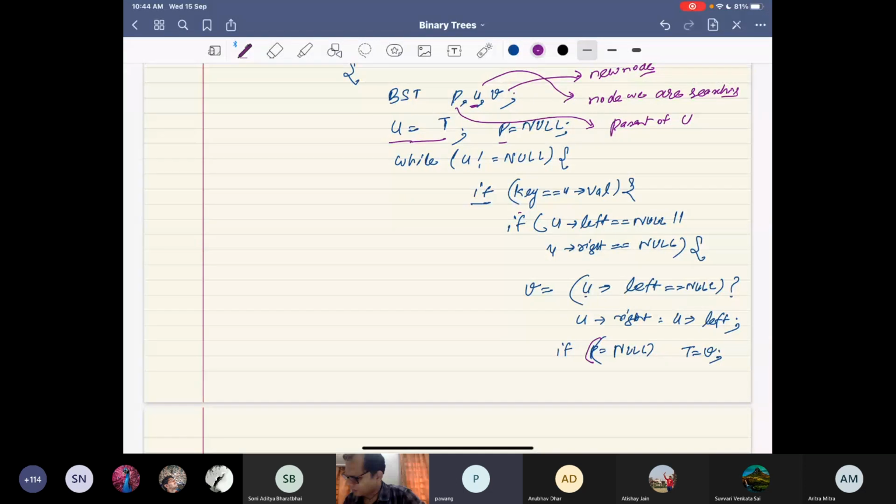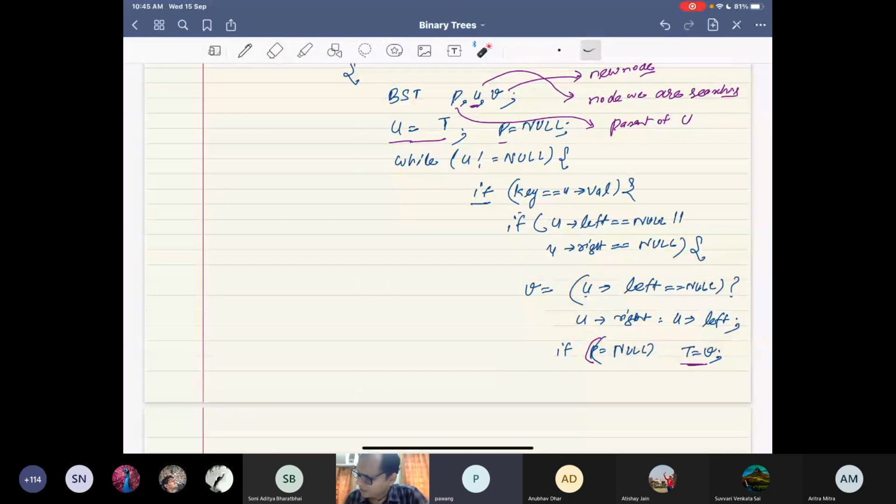And there you are saying if the parent is null, then just make V the root node, T equals V. So that is your node. Is that part clear? This particular code, is that clear?